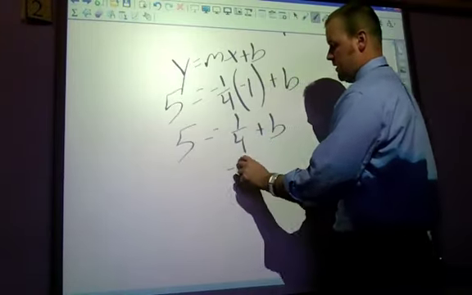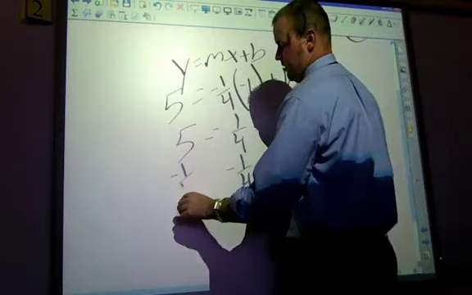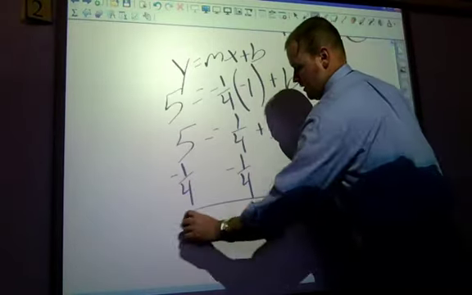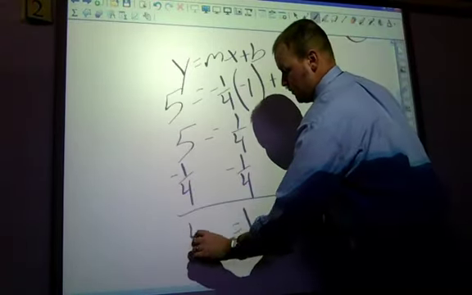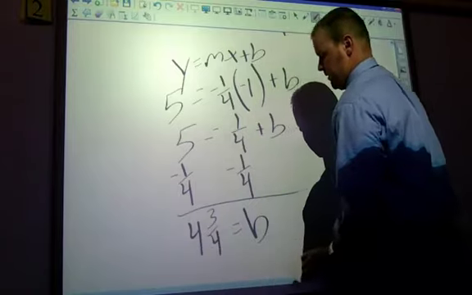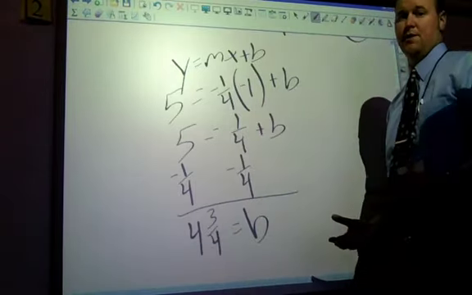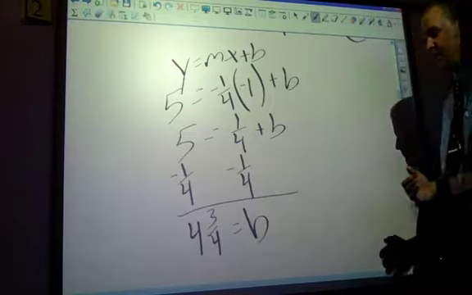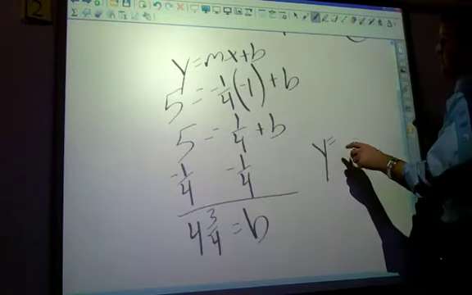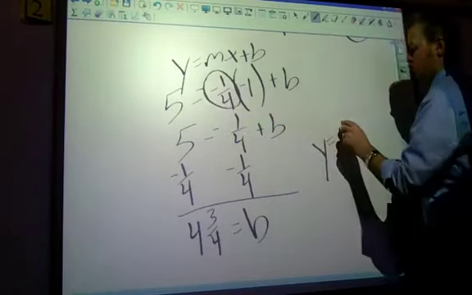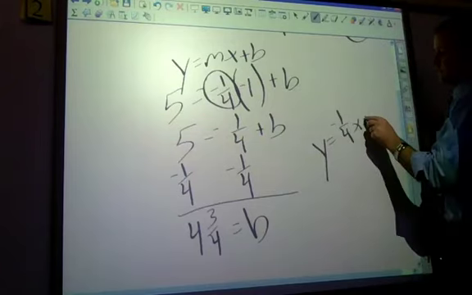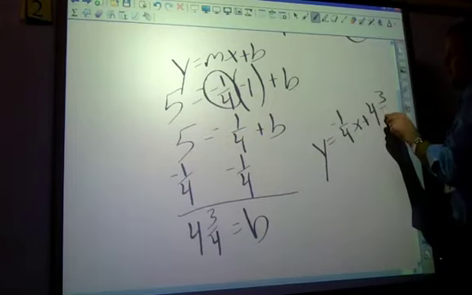equals 5. I need to get rid of 1/4 using my solving skills from earlier in the year. So b is equal to 4 3/4. Again, I don't have a final answer until I put the equation of a line down. So y equals, my slope was negative 1/4 x plus 4 3/4.